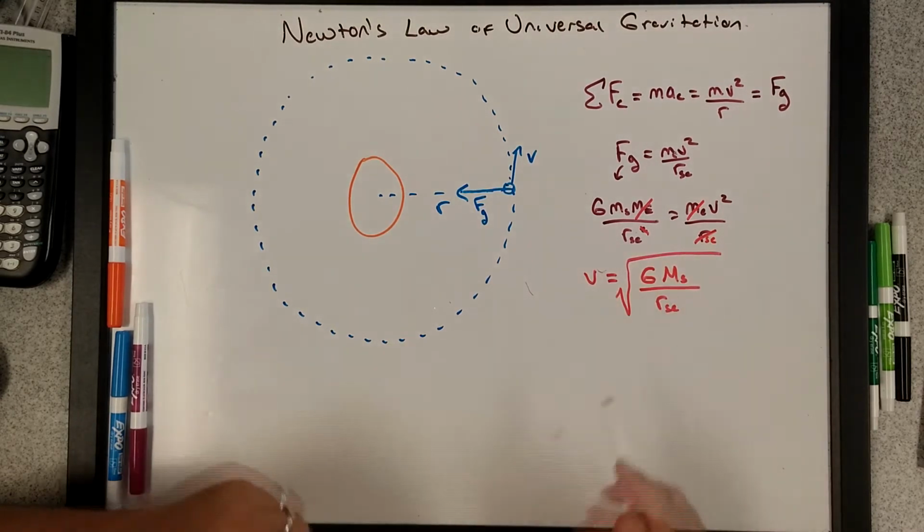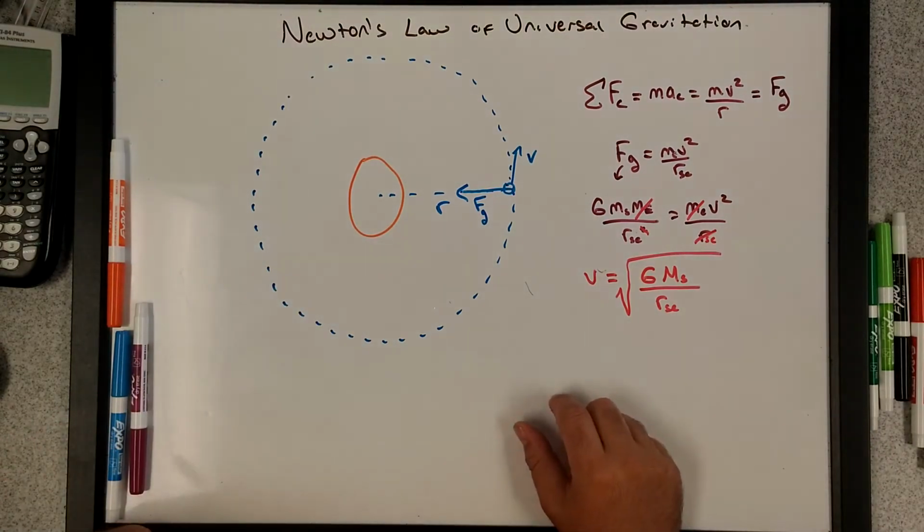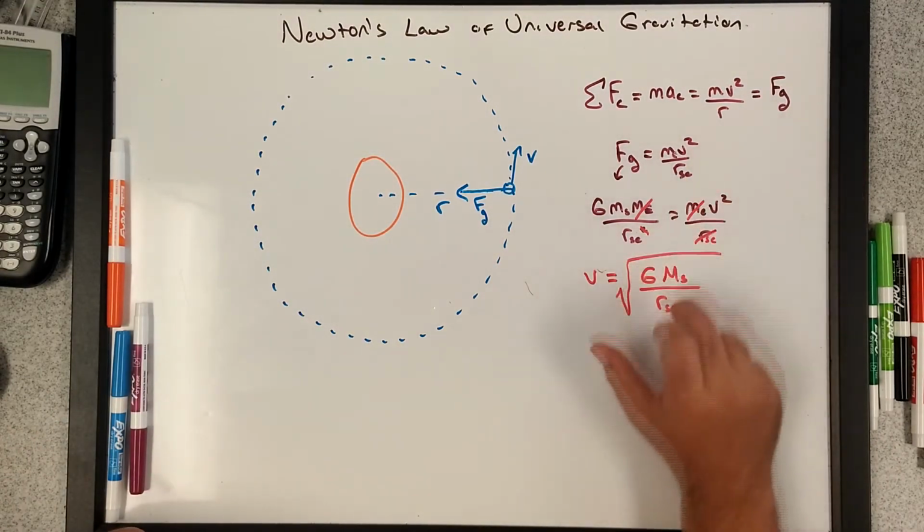This is an important equation. Now, I don't need you to memorize it, though you're allowed to; there's nothing wrong with it. I needed to be able to get to it. I think deriving it is more important than memorizing it.